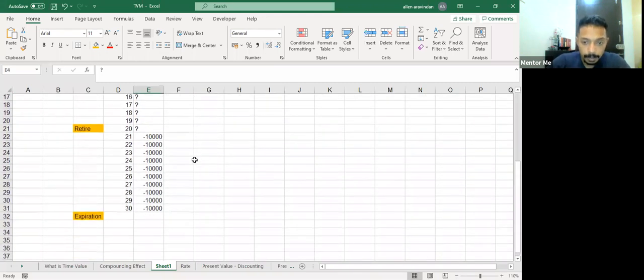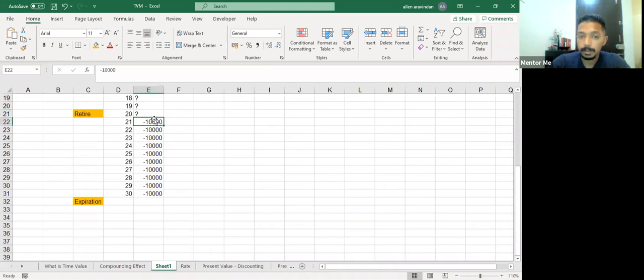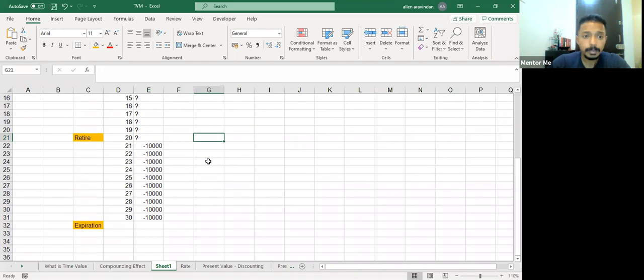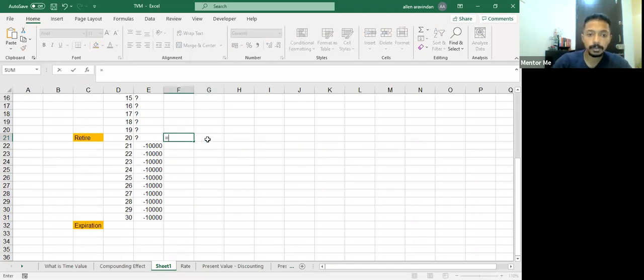Now the second step is to find the future value. That means the value is somewhere here, right? This is where the future value is. But if I have to find future value, let's open up the function here, future value. Do I have the rate here? Yes, I have the rate here, right?